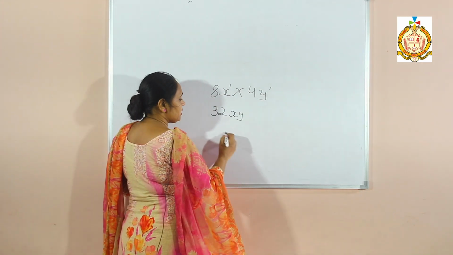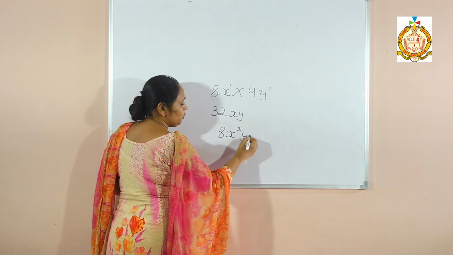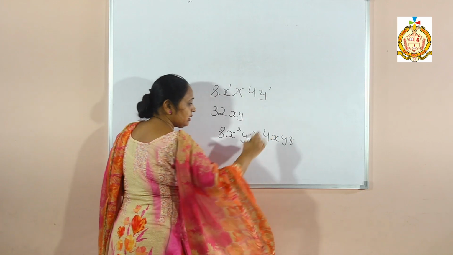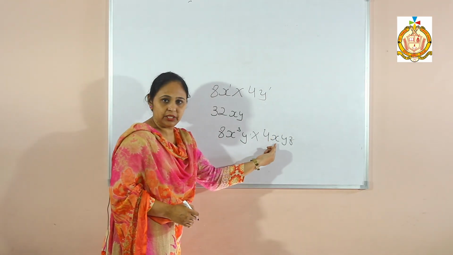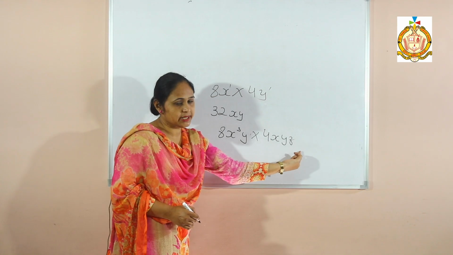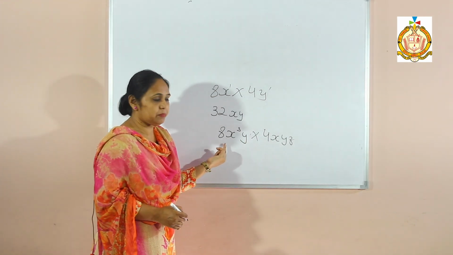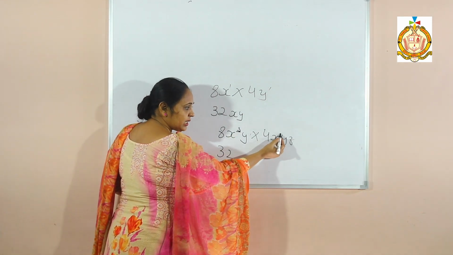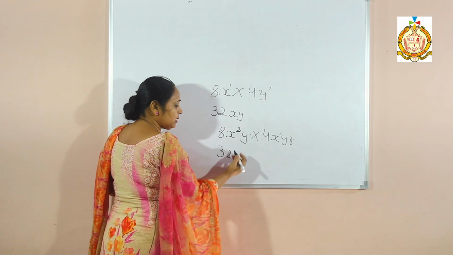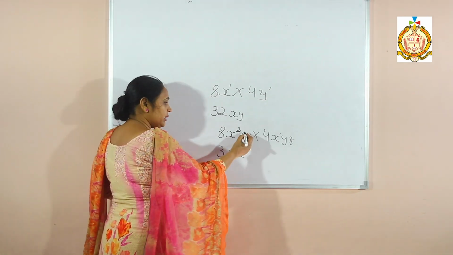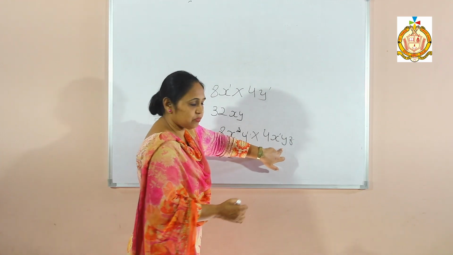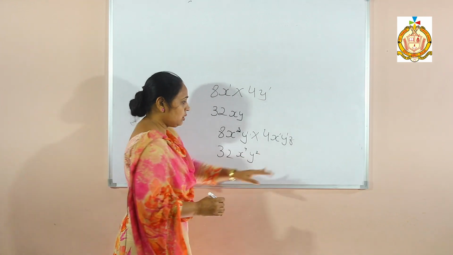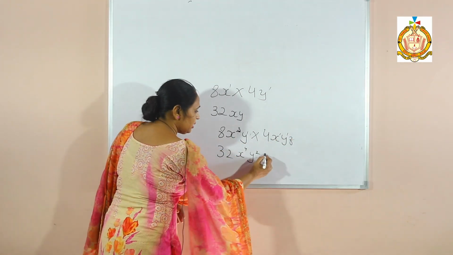Now suppose 8x raised to power 3, y is given, then multiplied by 4x, y, z. Then what to do? x multiplied with x, y multiplied with y, z alone will be there, and number multiplied with number. 8 4s are 32, same as before. Now x raised to power 3 is there, and there is nothing written on the other x, that means there is 1. Then 1 and 3, x raised to power 4. Then y raised to power 1 is there, again y raised to power 1 is there. 1 and 1 powers become 2. Then z alone is there, and we have to write it like this.